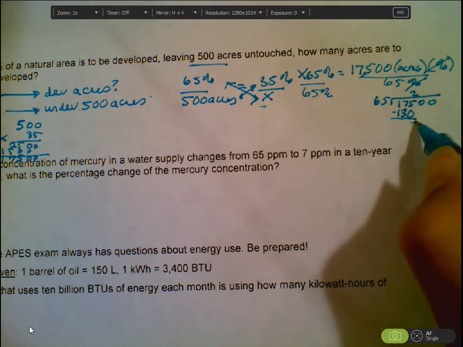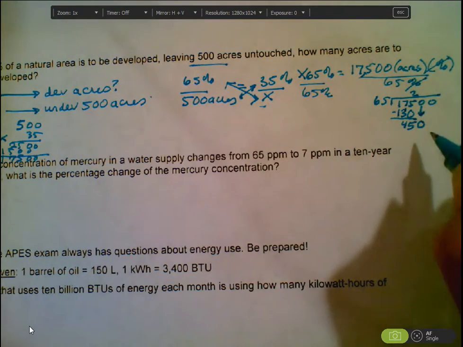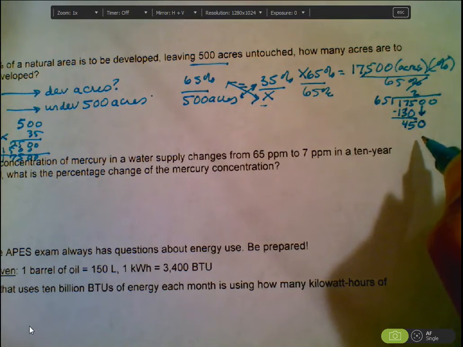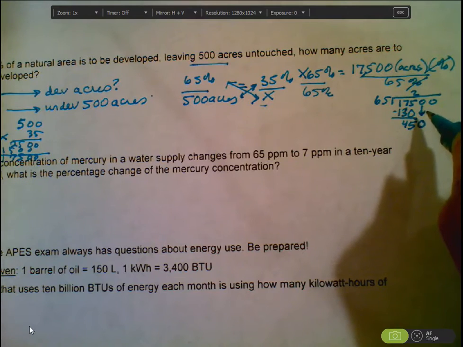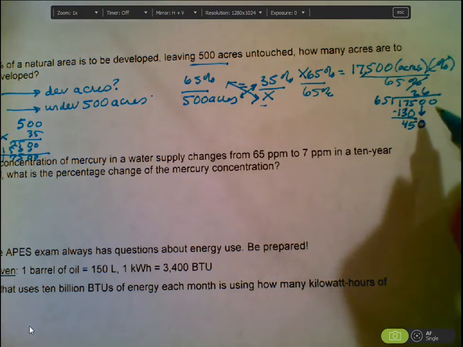So 175 minus 130 gives us 45. And I always like to indicate where my zeros are, because it's easy for us to make a simple, easy mistake. Not going to lie, I do it all the time. 65 going into 450. Well, I know that 65 goes into 100 at least once, so I know that that's at least 4 of them. So I'm going to start with 6. And you may not get that number right the first time. It's okay. Just scratch it out if you don't.